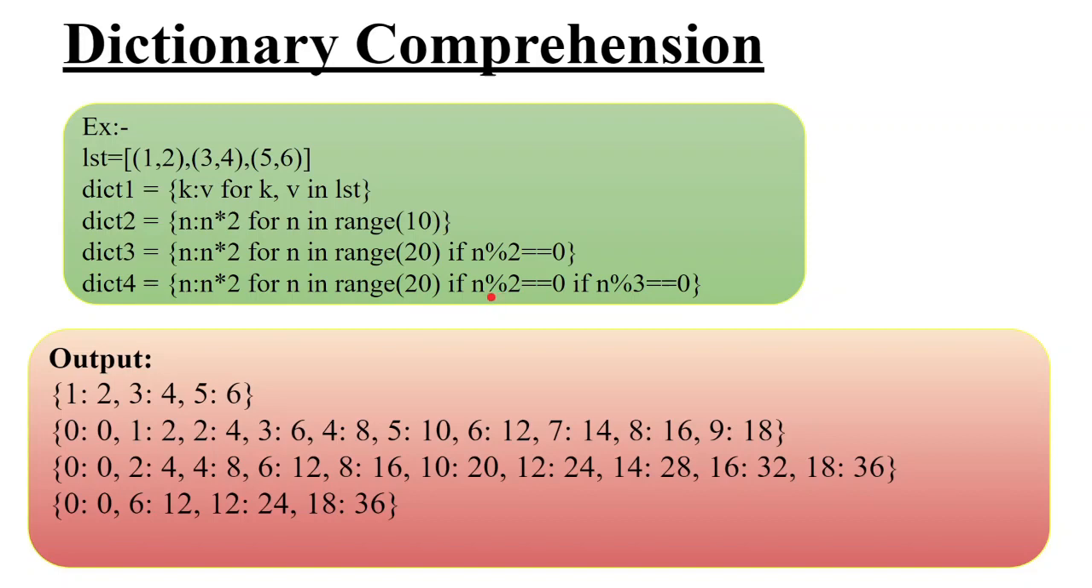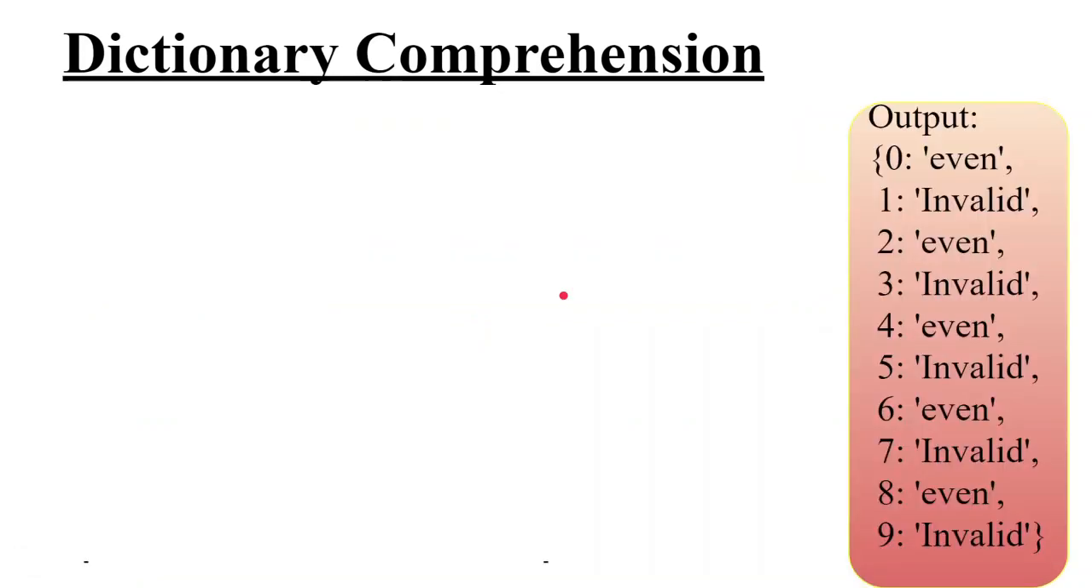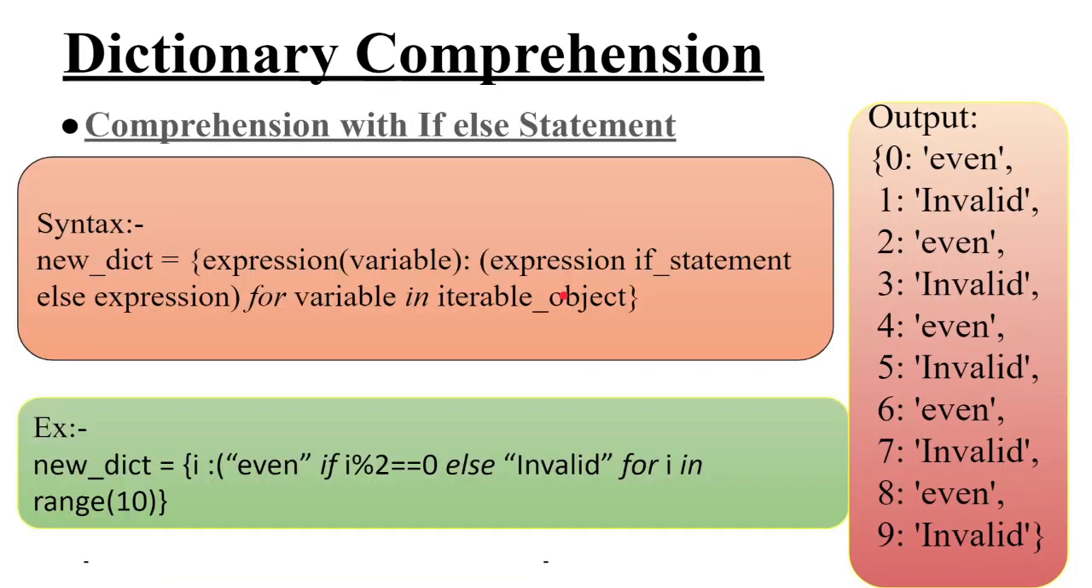If this condition is true, and also this condition is true, then only this statement will get executed. So for example, for n value equal to 0, n modulus 2 is 0, which is true, and 0 modulus 3 is also true, so this expression gets evaluated. So here the key is 0, and the value associated with it is also 0. So this represents a nested if.